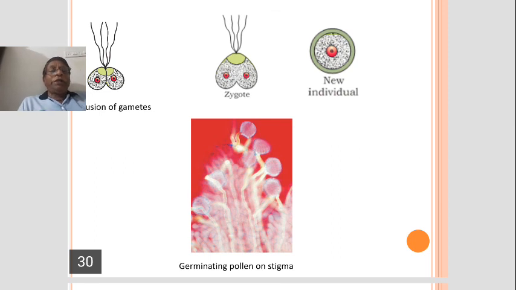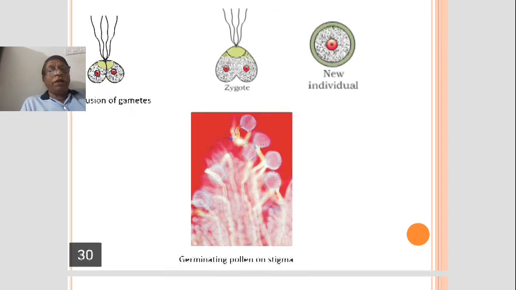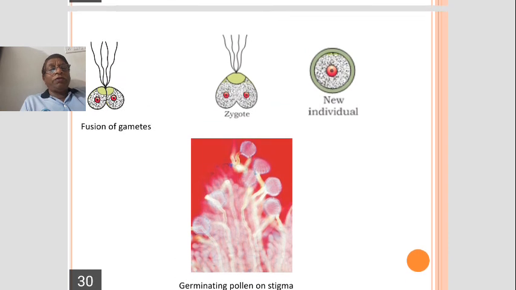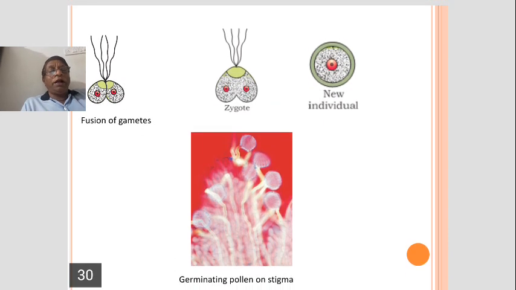Now you see the slide showing fusion of similar gametes. Then the zygote formation, the new individual that is developed from zygote. Even germinating pollen on stigma. You can see now the pollen grain which is germinating.